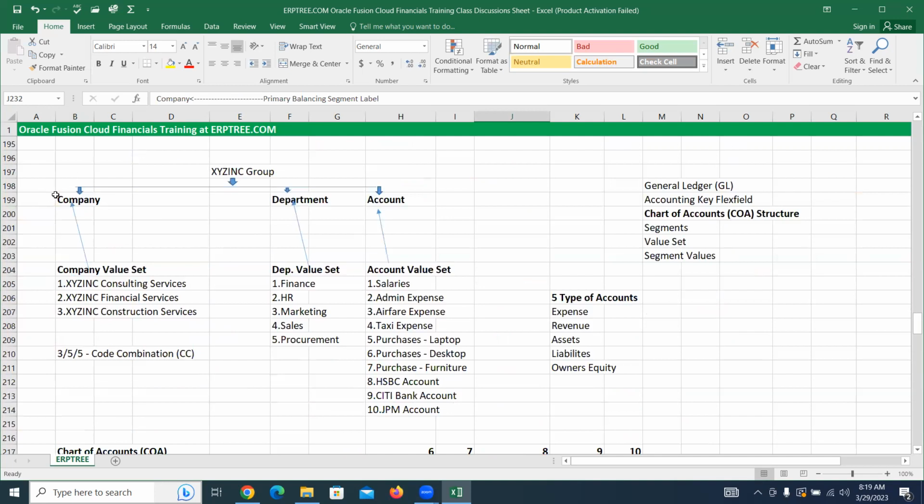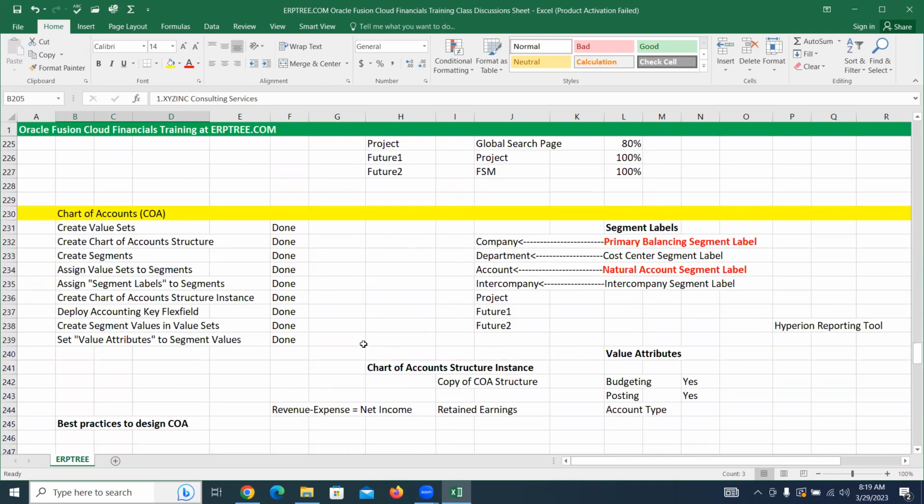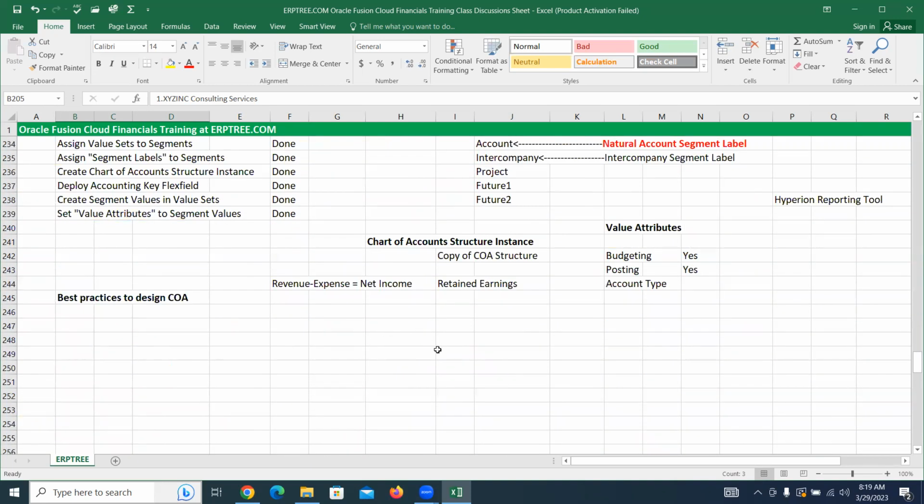When you assign the primary balancing segment label to the company segment, you can start calling it a balancing segment. When the segment name is company, these are the company segment values. When you call it a balancing segment, these you should call balancing segment values. The balancing segment related values we call balancing segment values. Just make a note of the point.